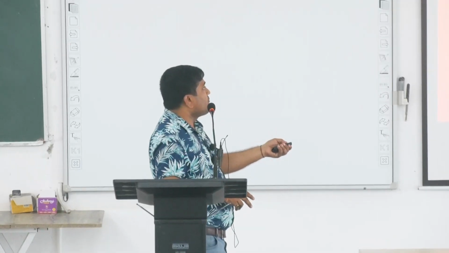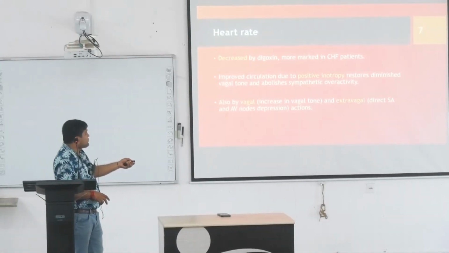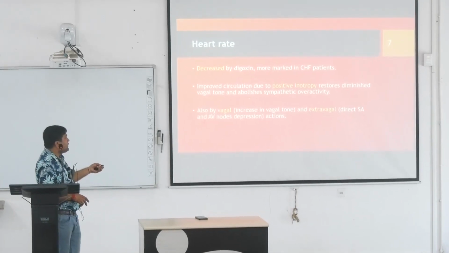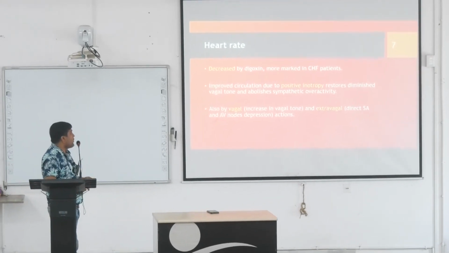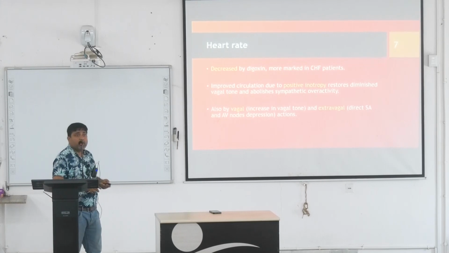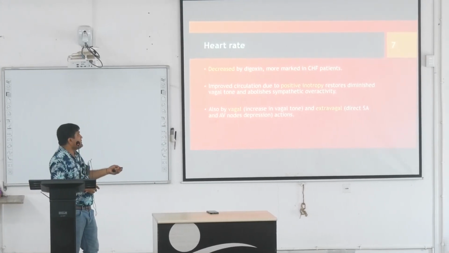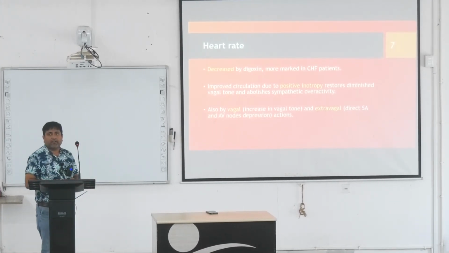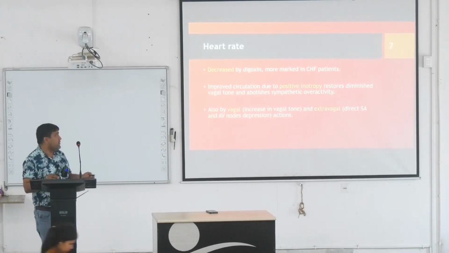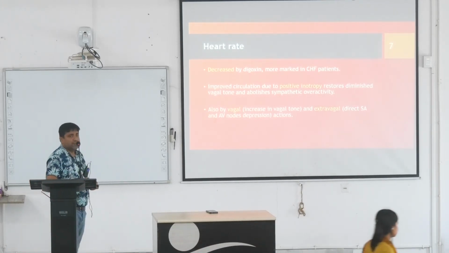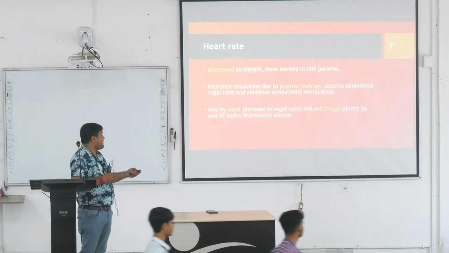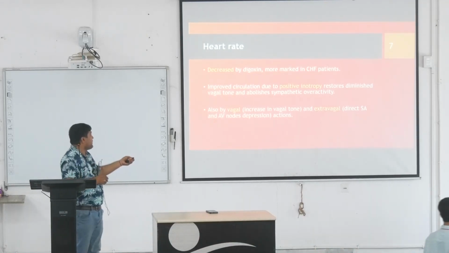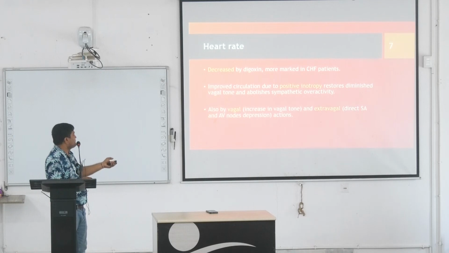Improved circulation due to positive inotropy restores diminished vagal tone and abolishes sympathetic overactivity. Also, by the vagal effect, by increasing the vagal tone, and the extra-vagal effect, SA node and AV node depression occurs due to the use of digitalis, and thus it causes a decrease in the heart rate.